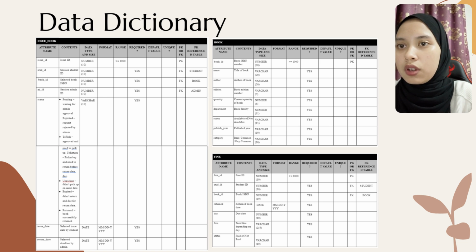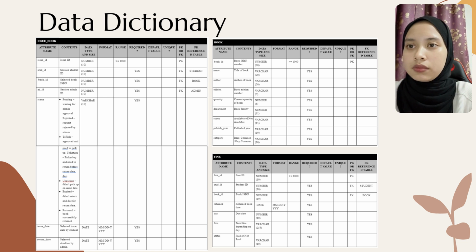And then we have the fine table. In the fine table we have fine ID as the primary key, and then we have student ID and book ID as the foreign keys. And then we have return day, we have fine and status, and all the attributes are required.